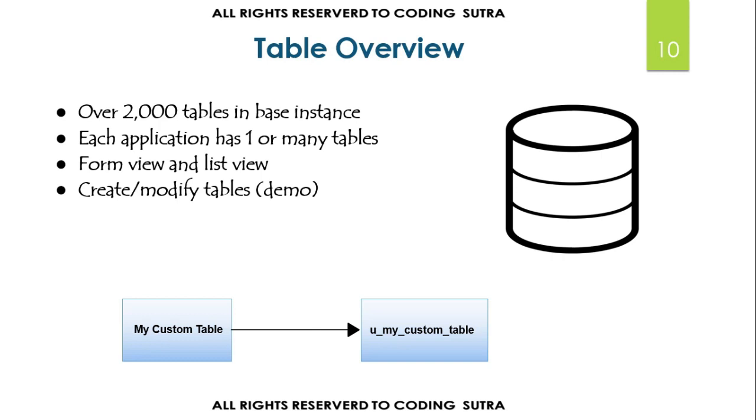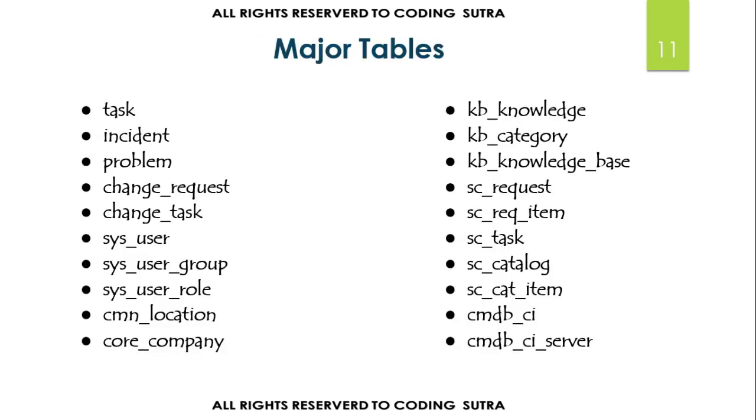There are over 2000 out of the box tables in ServiceNow. It's not realistic to cover each of them here. So this is the list of majorly used out of the box tables. Task table is the parent table to the incident, problem, change, etc. Don't worry, we will be covering all different tables in various practical scenarios.